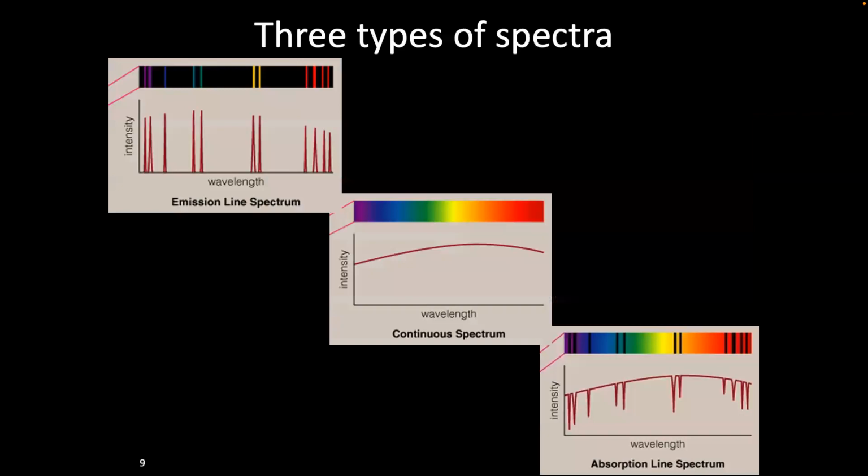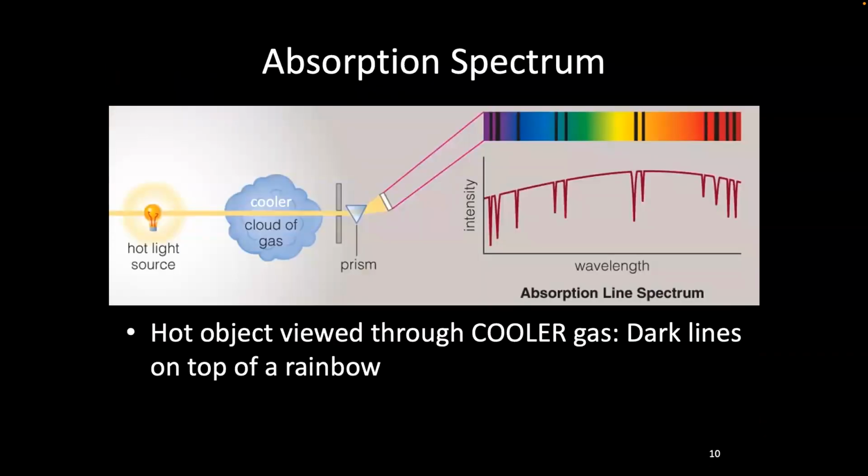And then this one, we already talked about it. Finish this up today. Hot light source through cooler gas. And the example that I showed both in the middle of class and at the beginning of class last time was the sun through the atmosphere. Exactly right.